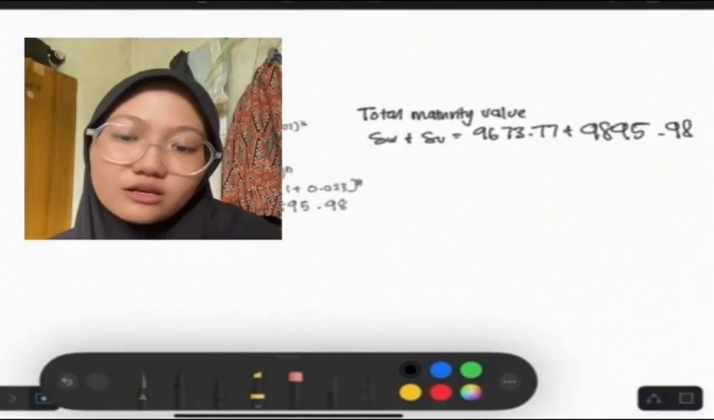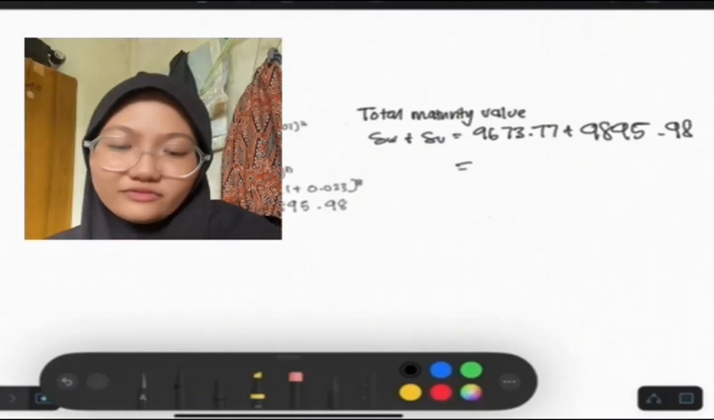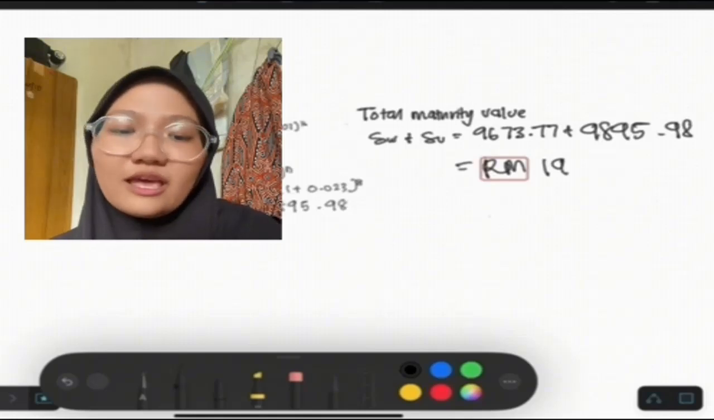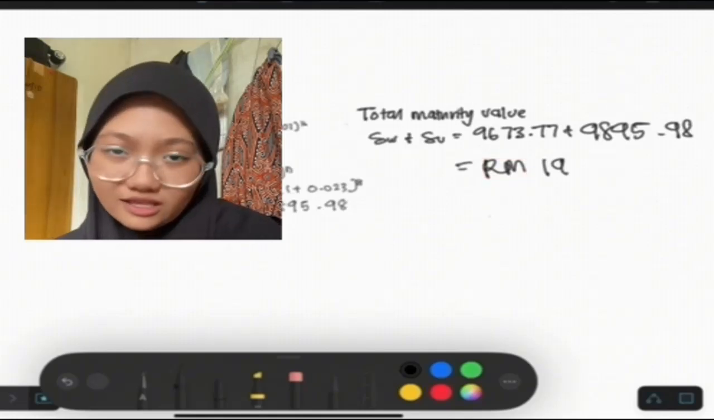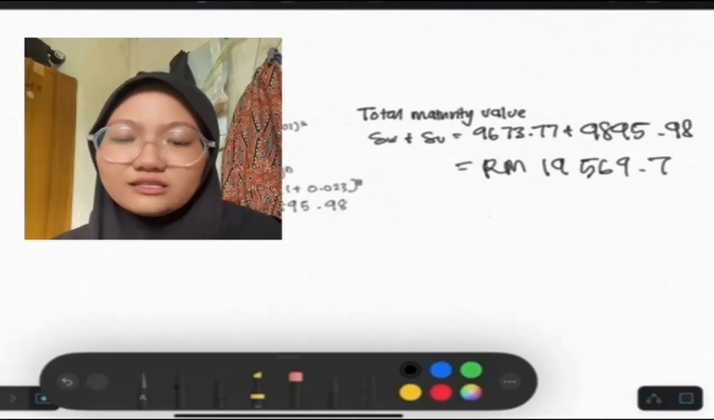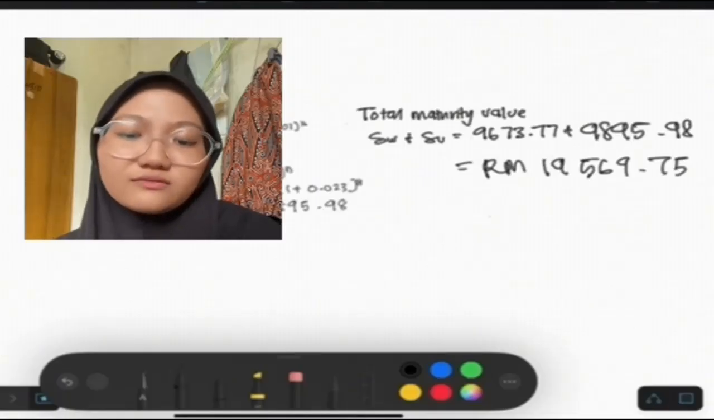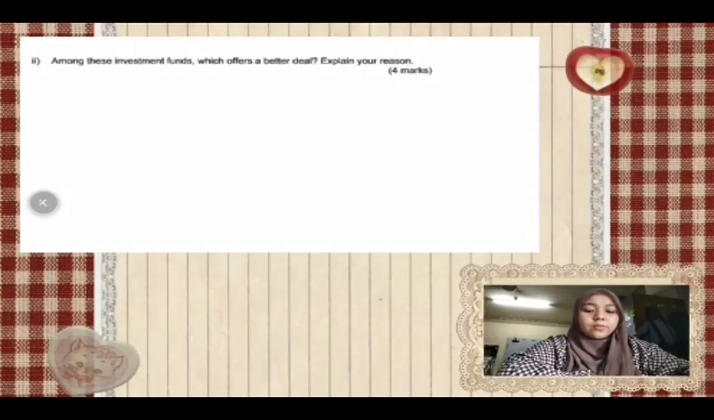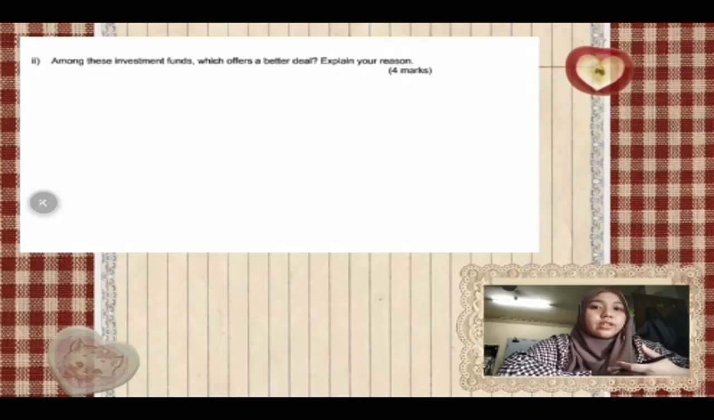Total maturity value SW plus SV: 9,673.77 plus 9,895.98 equal to 19,569.75. For question B2, among these investment funds, which offers a better deal? Now, as we all know, when we compare two investment options, the best fund is the one that gives a higher maturity value after the same investment period. That's the basic principle.